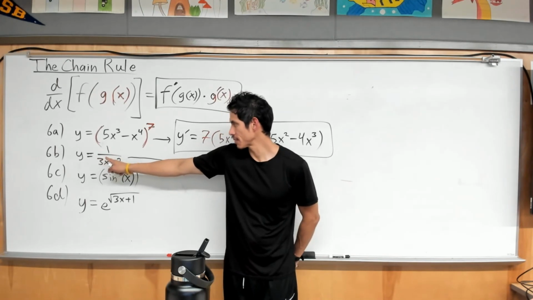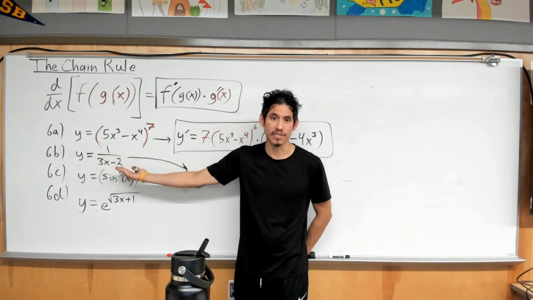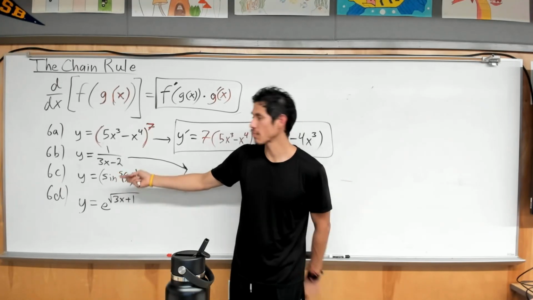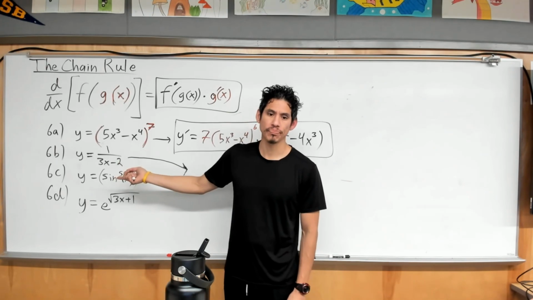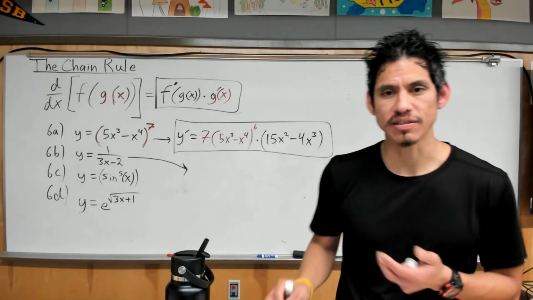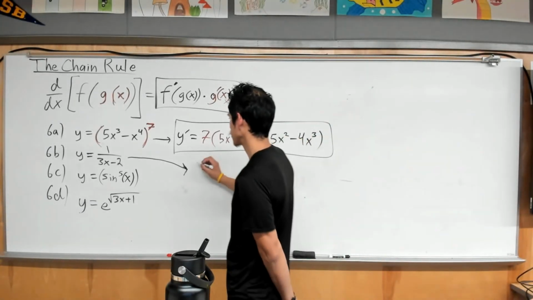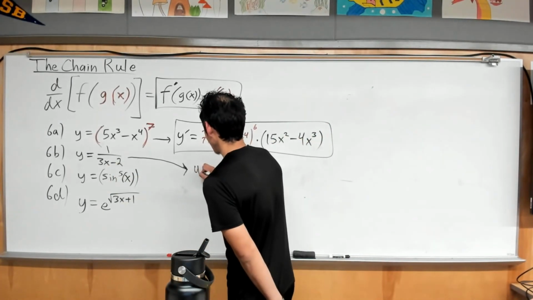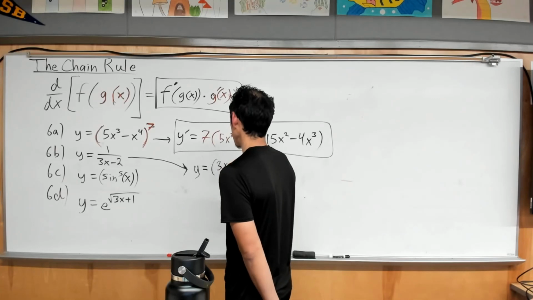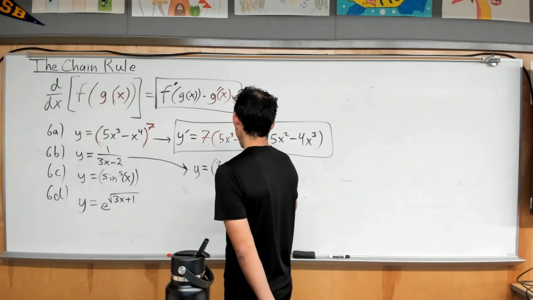So here you will notice that it appears as a fraction at first, and you may have to use the horrible quotient rule. And we don't want to do that, because, yeah, I just don't like it. So let's change this into y equals 3x minus 2 to the negative 1 power.